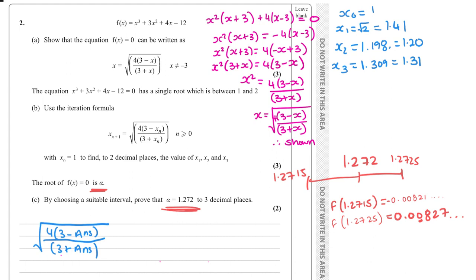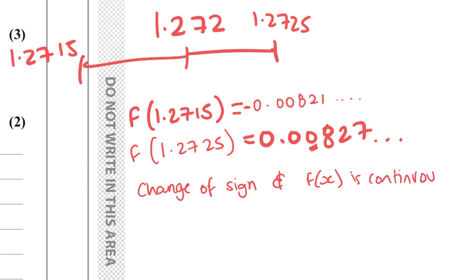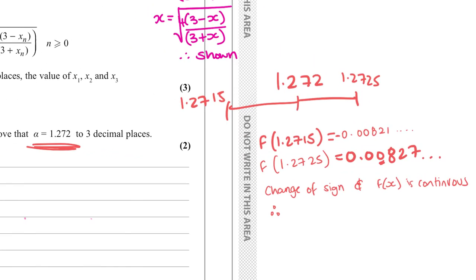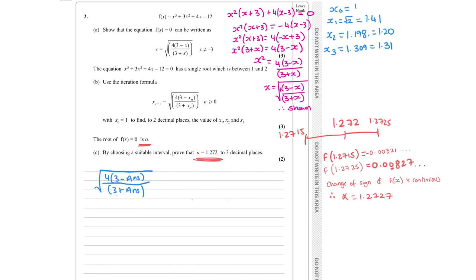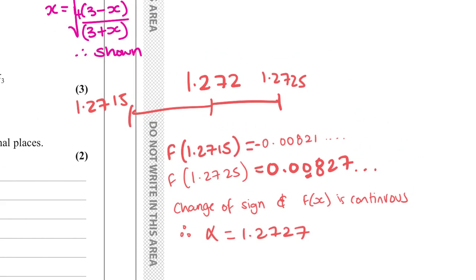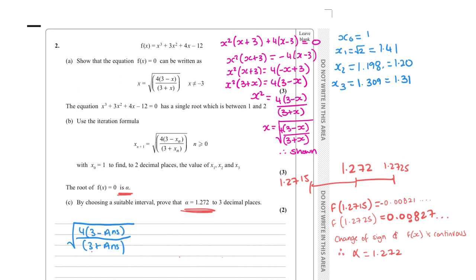So we need to actually write, okay, so change of sign and f of x is continuous. Therefore, alpha equals 1.2727. Okay? I don't know where that other 7 came from. Sorry, guys. Okay. So there we go. Nice and simple. 8 marks.